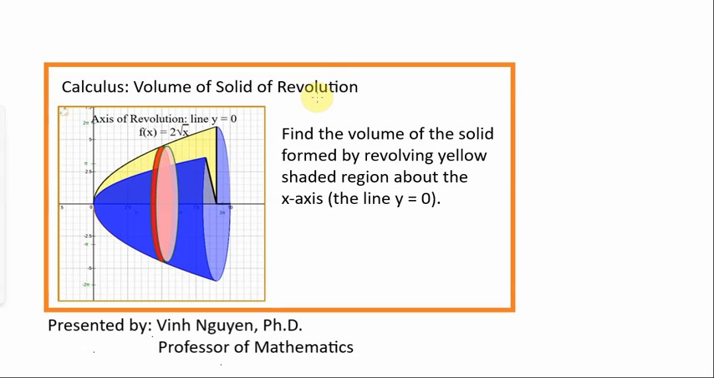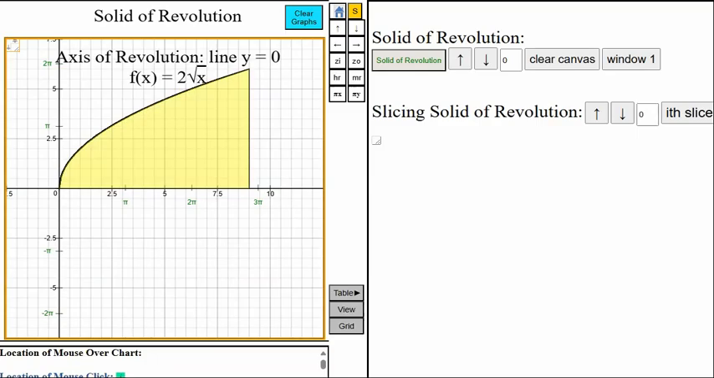This video is on solid of revolution. Here I have this yellow region, and I'm going to revolve it about the x-axis, and we get a solid of revolution. I want to find the volume of the solid. This is the region that we want to revolve about the x-axis, and it is bounded between the graph of f of x equal to 2 times the square root of x, and the x-axis from 0 to 9. Now let's revolve it about the x-axis right here.